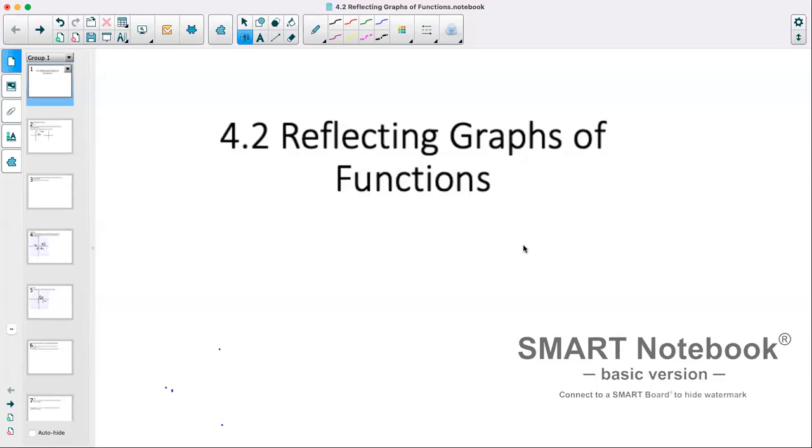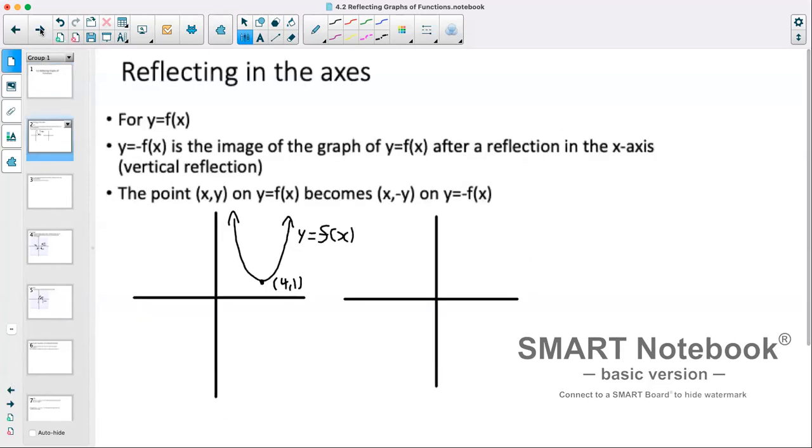Hi, today we are looking at section 4.2, which is reflecting graphs of functions. So we'll be looking at two main types of reflections, one that's over our x-axis and one that's over our y-axis. So reflecting in the axes for our original function y equals f of x, y equals negative f of x is an image of our graph of y equals f of x after a reflection in the x-axis. So this is often referred to as a vertical reflection because our graph is reflected vertically.